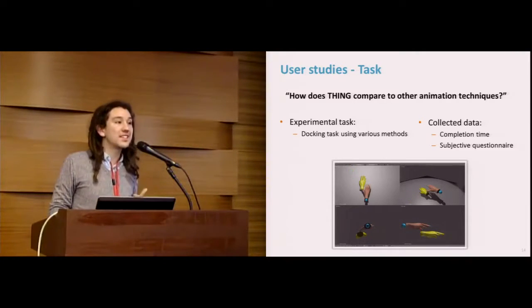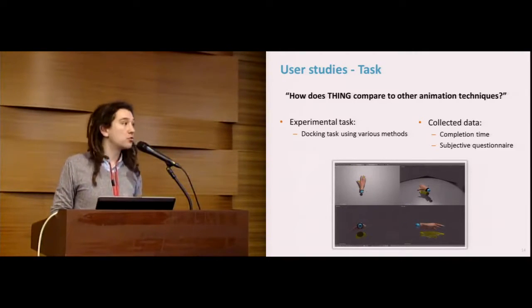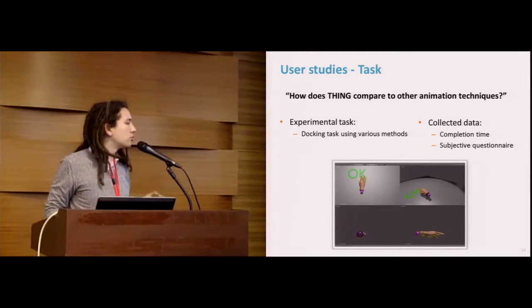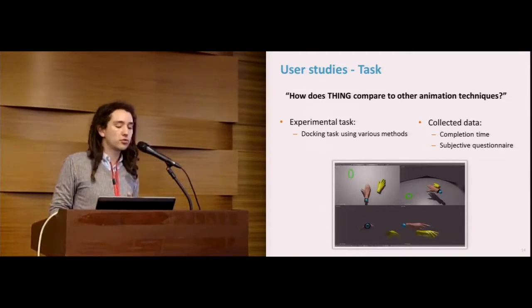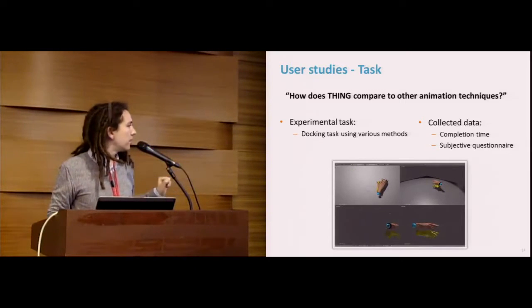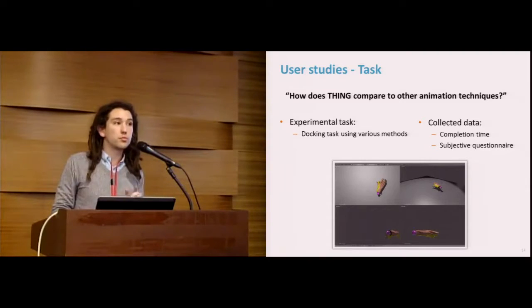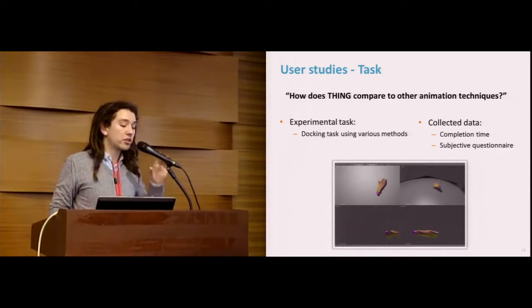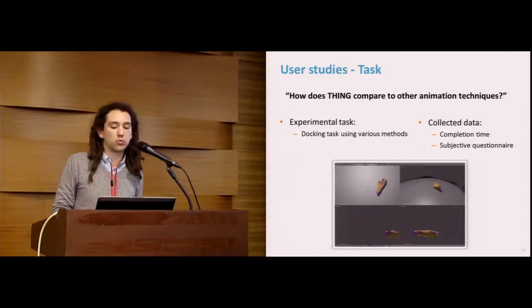Here we wanted to assess how our approach compared to other more established animation techniques. So we asked users to complete a docking task in which they controlled a hand model, the realistically looking one on the video here, and they had to reproduce the posture of a reference model, the yellow one here. And for each trial we recorded the completion time, since we are interested in the performance of our approach, and we also asked users to fill a subjective questionnaire.